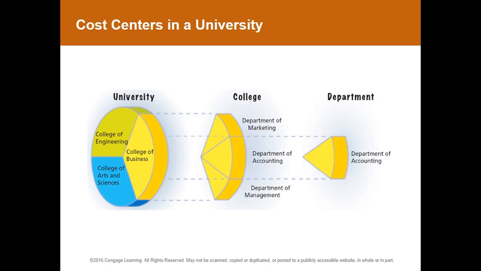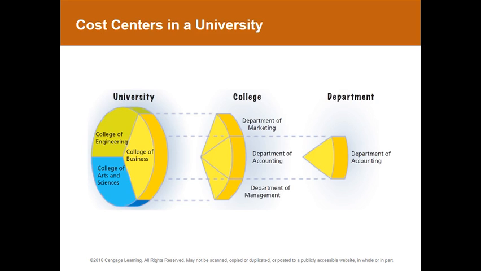When we look at this at the college level, at the College of Business versus the College of Engineering versus the College of Arts and Sciences, the individual colleges themselves are not revenue generating. They're not receiving revenues. The university itself is, but the college is not.